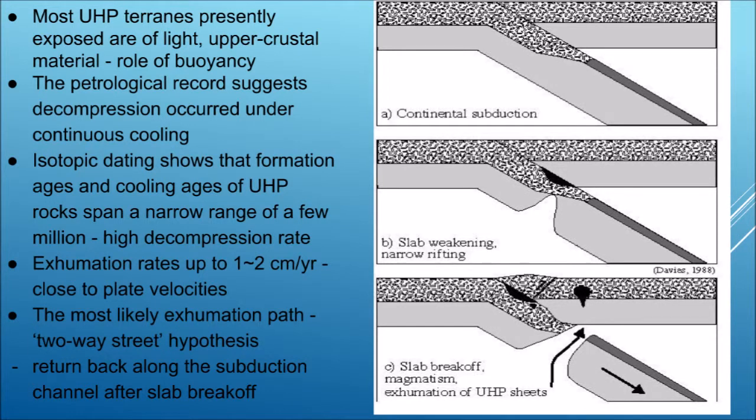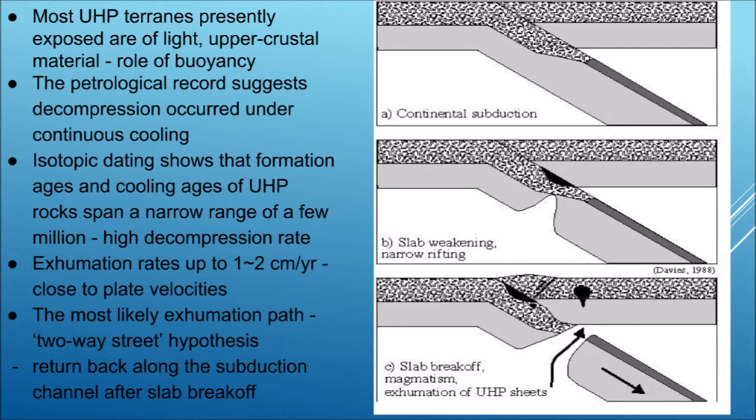Most ultra-high pressure terrains that are presently exposed are comprised of light upper crustal material, which is the role of buoyancy. The petrographical record suggests that decompression occurred under continuous cooling conditions. Isotopic dating shows that formation ages and cooling ages of ultra-high pressure rocks span a narrow range of a few million years and a high decompression rate.